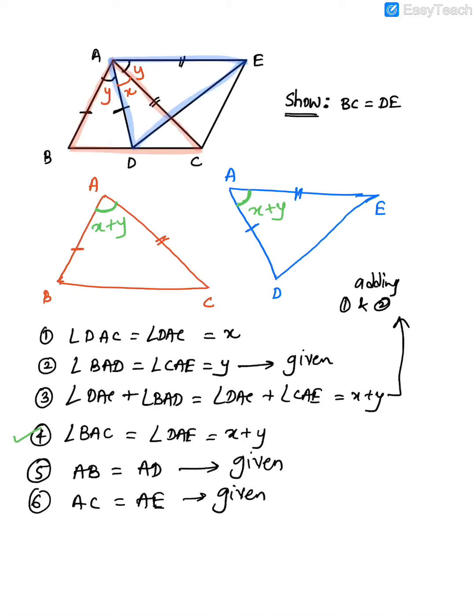But there are a few innocent kids who write the reason as not given when it's not given. You can't write not given. Then you have to find out what the reason is, whether it's a common side, vertically opposite angle, whatever it is. You can't write not given.